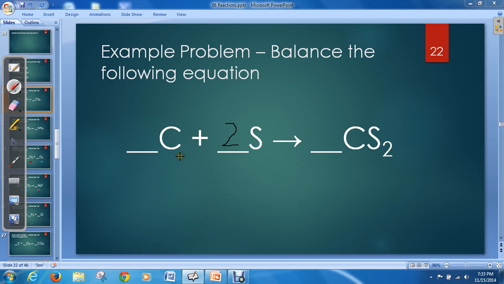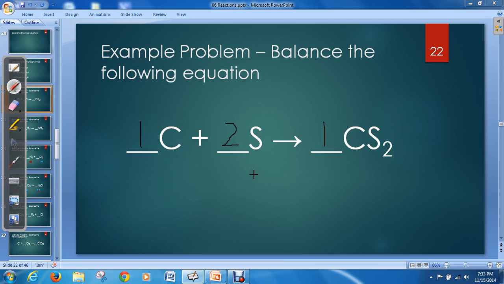Then I have one carbon here, and I have one carbon here. So those actually match. So let's just stick with one carbon. And then if we look, we have one carbon and 2 sulfurs, and we have one carbon and 2 sulfurs. So we'll stick with one here, and there you go. Our equation is balanced. It just took a little bit of reasoning to make sense that we just need 2 sulfurs on this side to match the 2 sulfurs on that side.